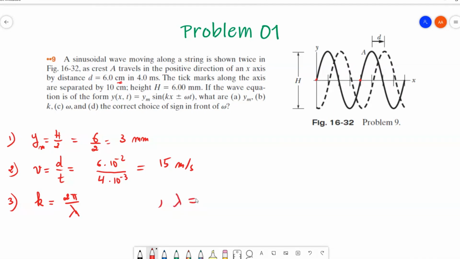So lambda from the figure: we have 1, 2, 3, 4 tick marks, and each tick mark is 10 centimeter. So it's 4 times 10 centimeter, which is 40 centimeter. In the international unit, it's 0.4 meter. Now I come back.